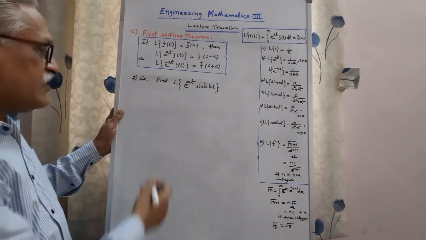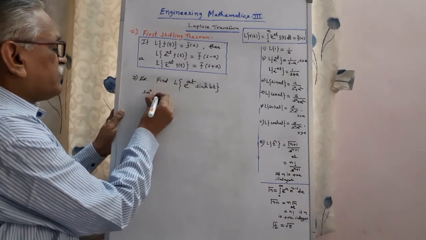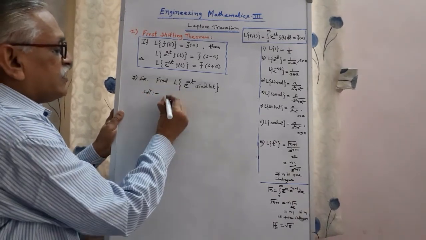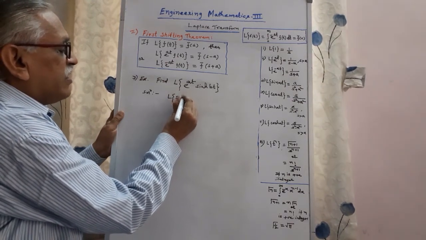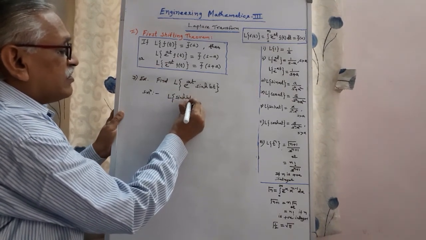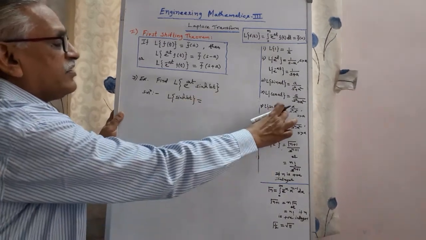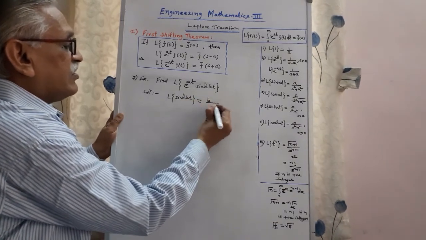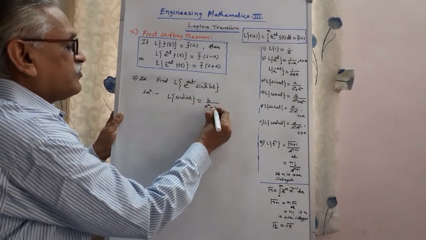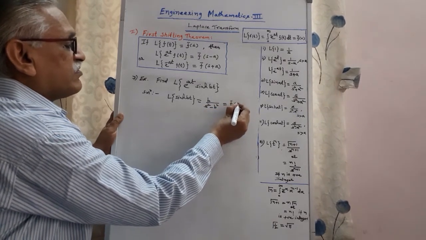Therefore, once again the same two steps we have to perform. In the first step I will find the Laplace of sinh bt by the standard result. It is b divided by s square minus b square, and we call this f bar of s, say.